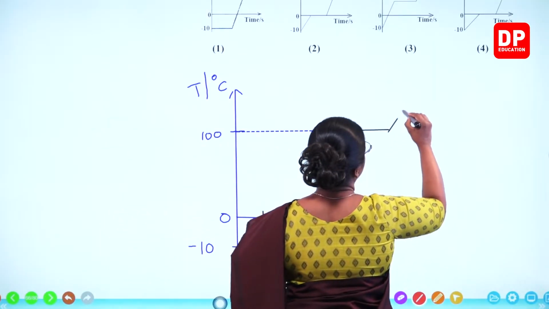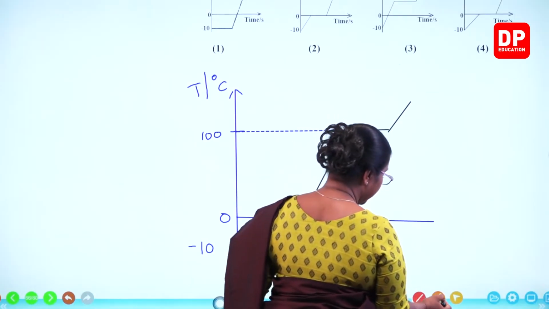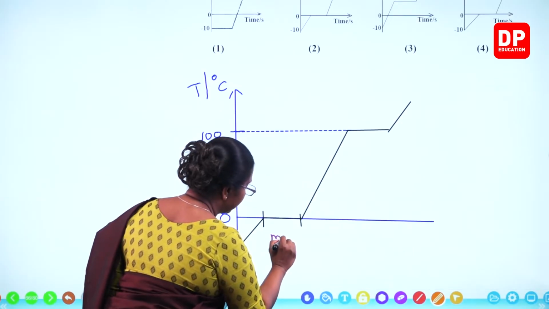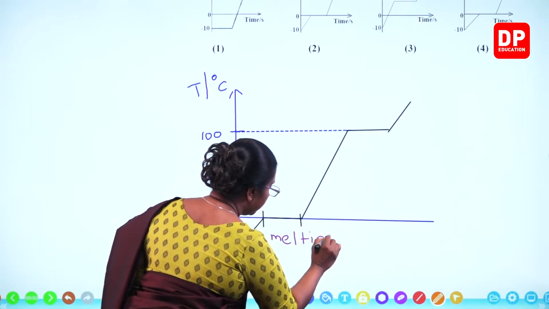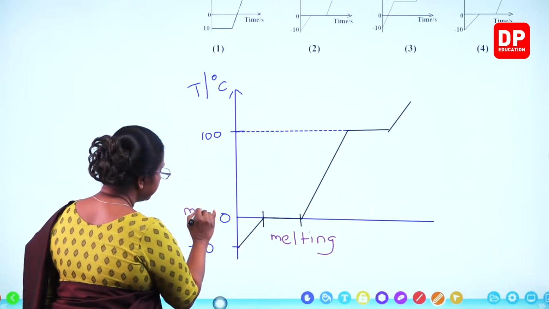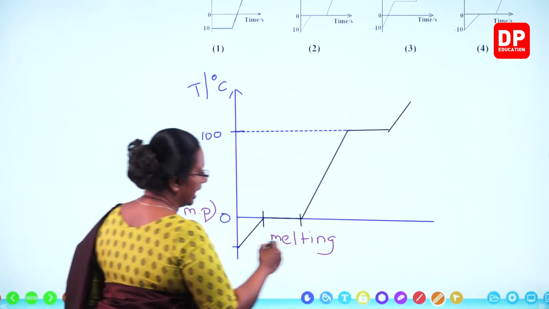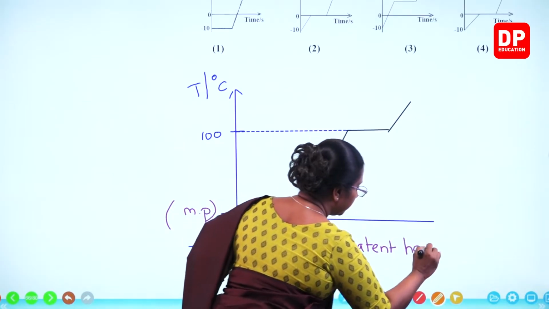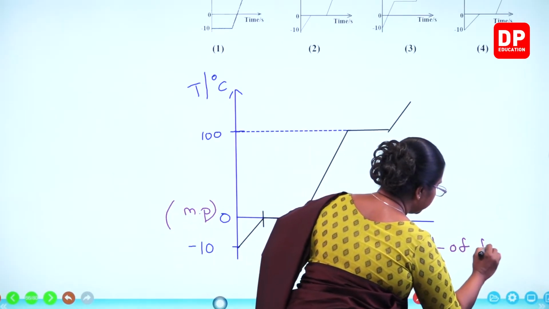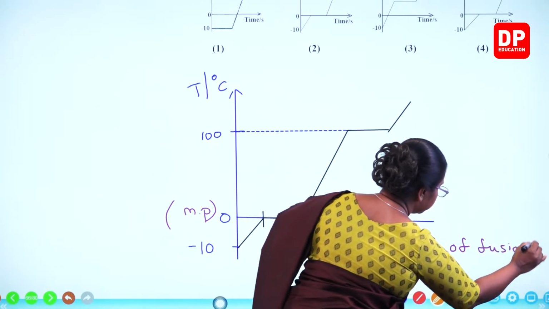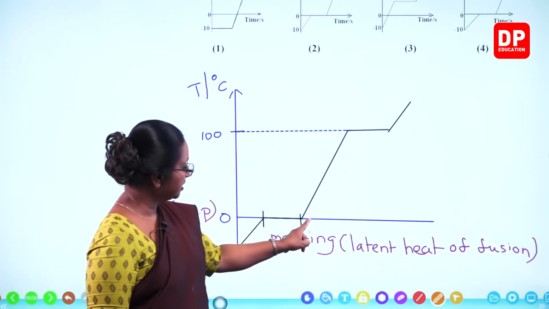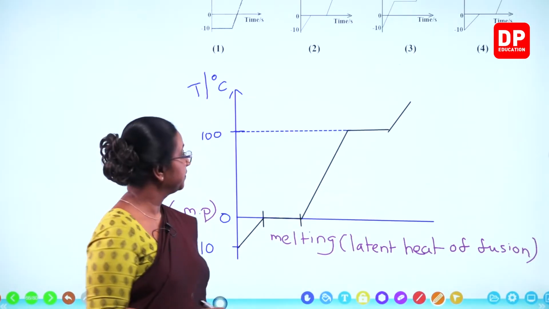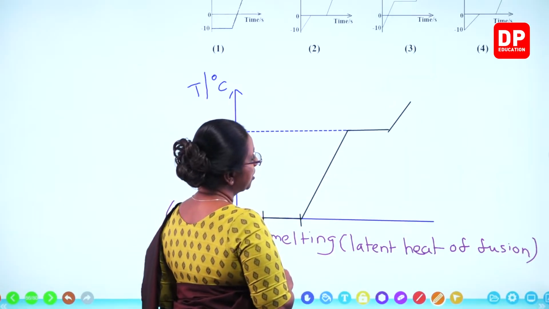Thereafter, if you heat, there is again slight increase in temperature. So these points. Now here it's going to be melting. Now this is the melting point, 0 degrees Celsius, and here it is going to be latent heat of fusion. Heat of fusion. The heat absorbed. No change in temperature, there is melting happening. The solid becomes liquid. Then here again temperature of water increases.